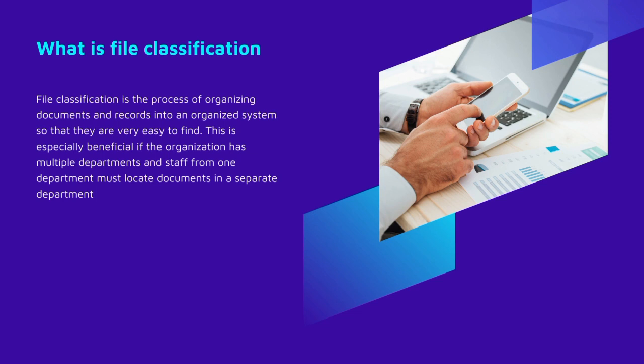Okay, let's talk about the meaning of file classification. File classification is basically the process of organizing documents and records into an organized system so that they can be very easy to find. This is especially beneficial if the organization has multiple departments and staff from one department to another, so that the location of this document is made possible through the various separate departments.